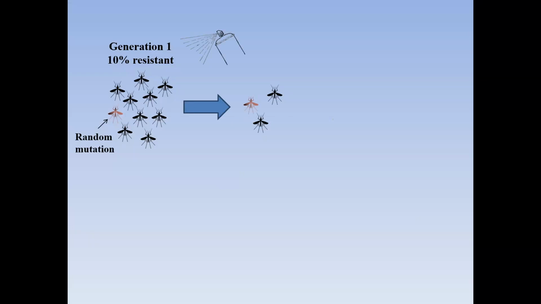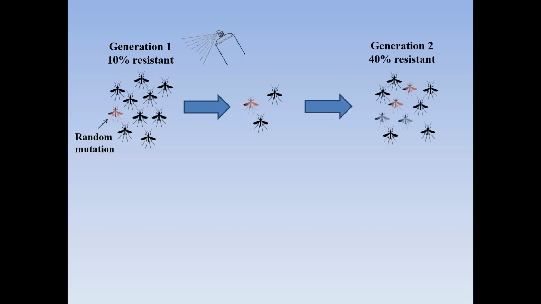The other 2 survived for one reason or another. Maybe it was just luck. Maybe they were inside something. They weren't exposed to the pesticide. So all those mosquitoes mate. Now all of a sudden, they're far more. Now 40% of that group is resistant to the pesticide. You spray them again, and you're left with a few survivors. There's only one now that's susceptible. The rest are survivors or are resistant.